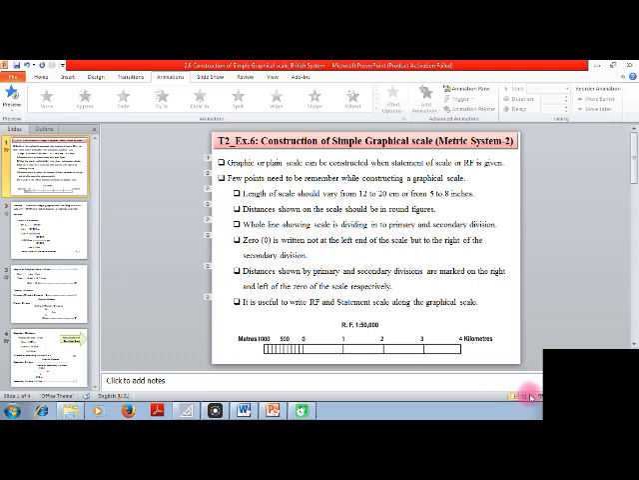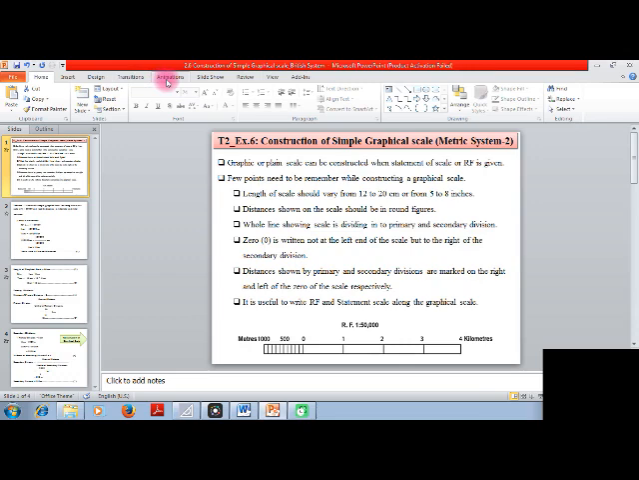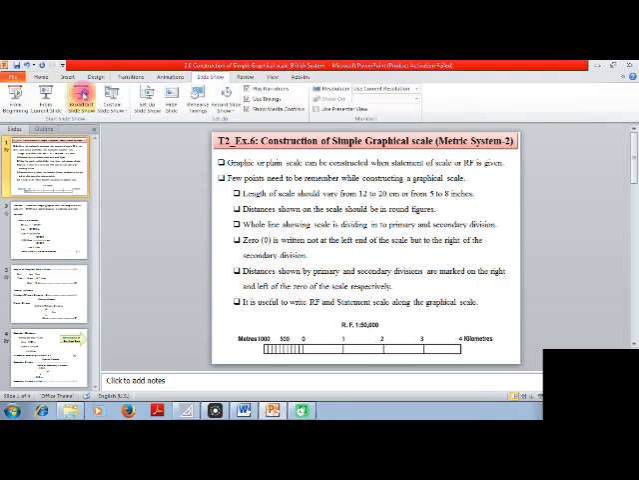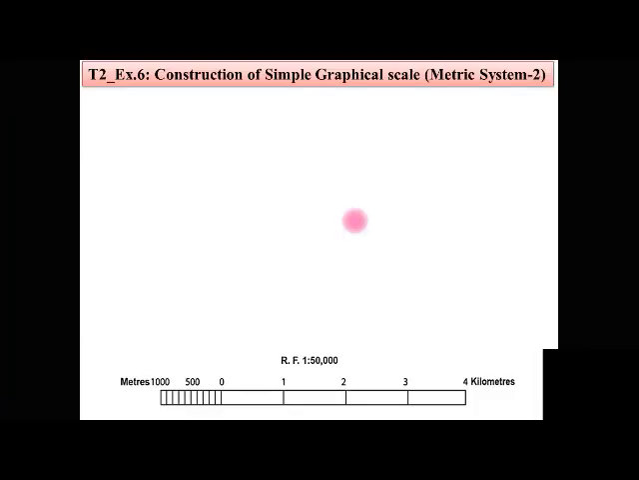This exercise will explain to you about the construction of graphical scale, and this graphical scale is simple graphical scale. Okay, so look at the screen.